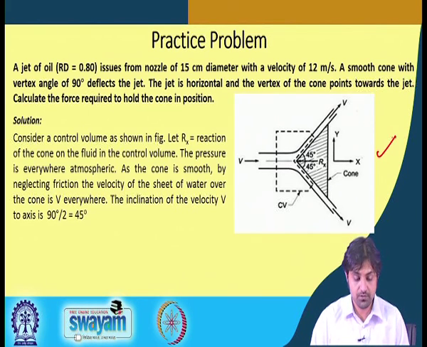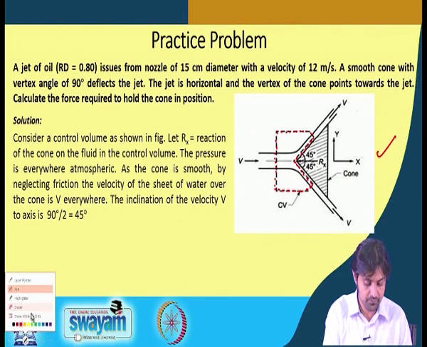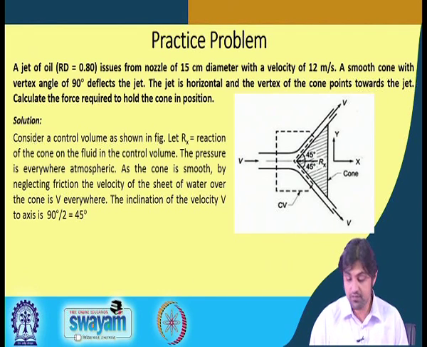Now the solution steps: we consider the control volume as shown in the figure. So this is our control volume, you see. That is the first step. The pressure is everywhere atmospheric. As the cone is smooth, by neglecting the friction, the velocity of the sheet of water over the cone is V everywhere. The inclination of the velocity to the axis is 45 degrees, that we have simply assumed.